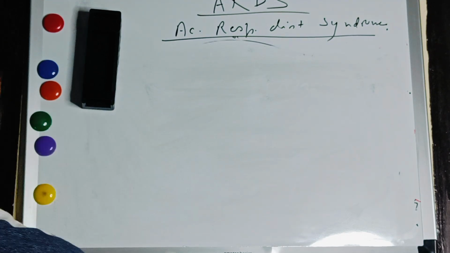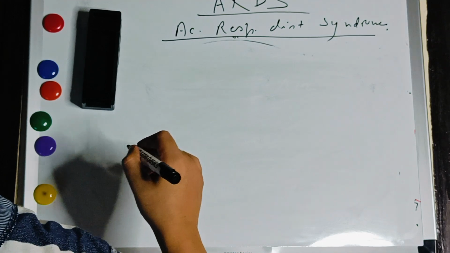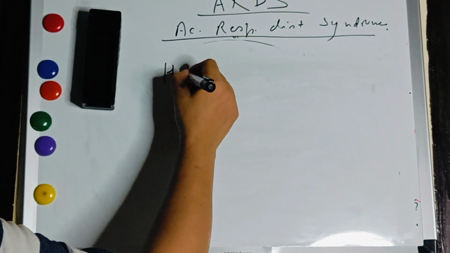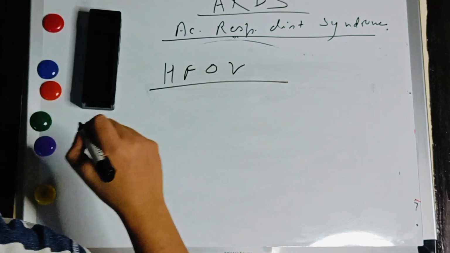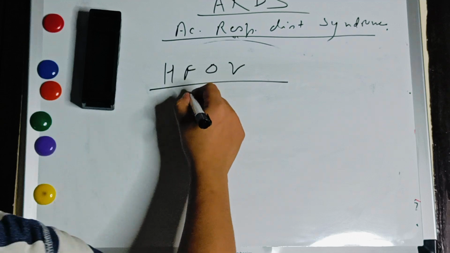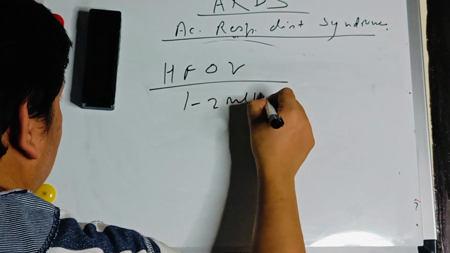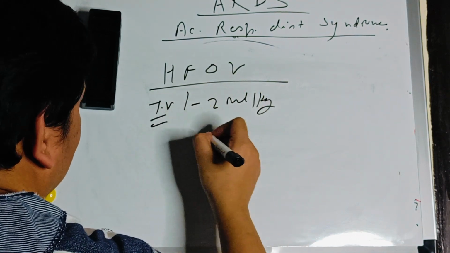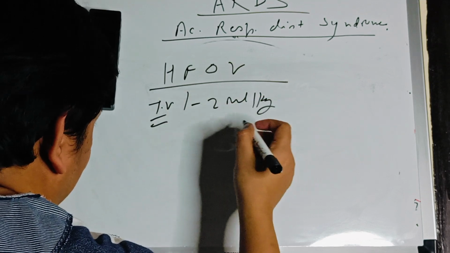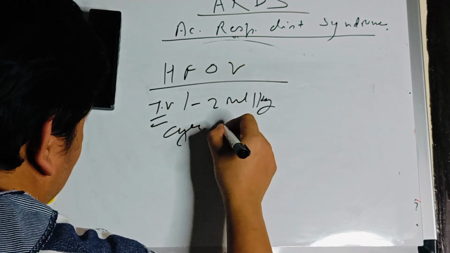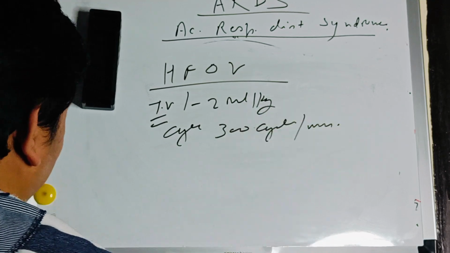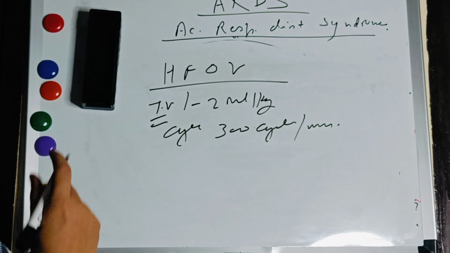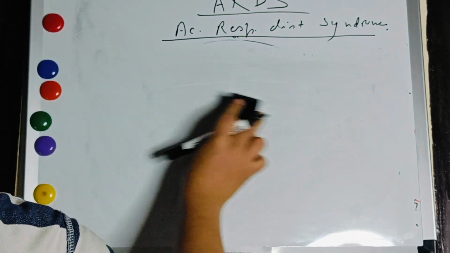There are a few other things like high frequency oscillatory ventilation, where very low tidal volume, 1 to 2 ml per kg, is given at a very rapid pace, 300 cycles per minute, but it has not given any benefit to the patient, so it is not used much.